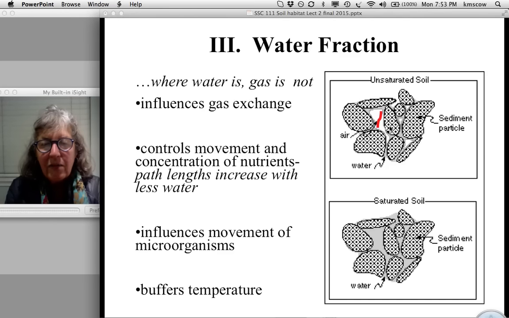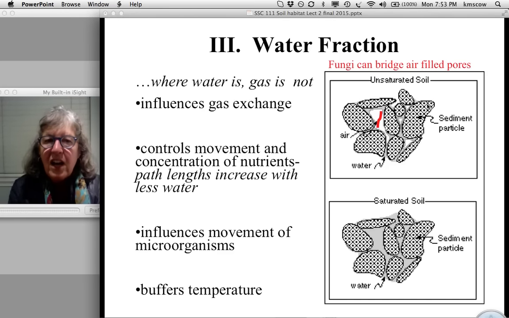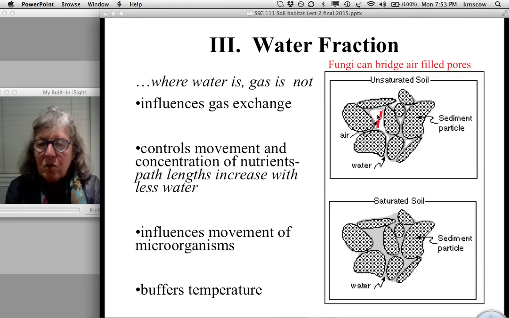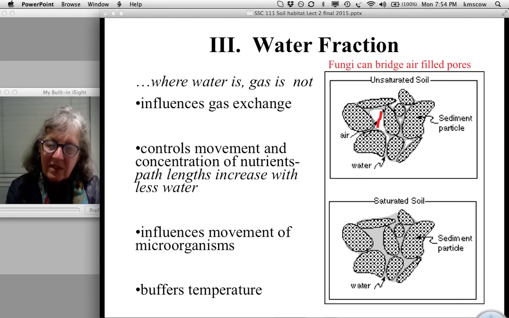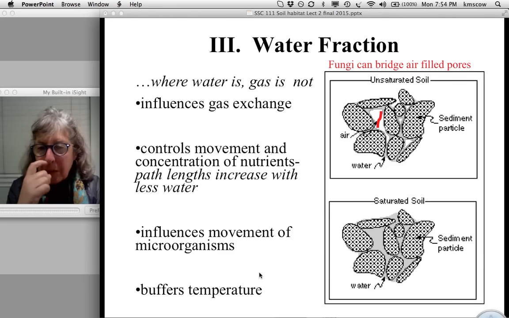And I think I have a picture here of fungi. Remember, the fungi are really advantageous in that they can be growing here and they can send a hyphae across an air-filled gap over to another part of the soil to get nutrients there or water there, whatever they're after. Okay, and then also having more water is going to buffer temperature, so you're not going to have the big swings in temperature that you would in an unsaturated soil.